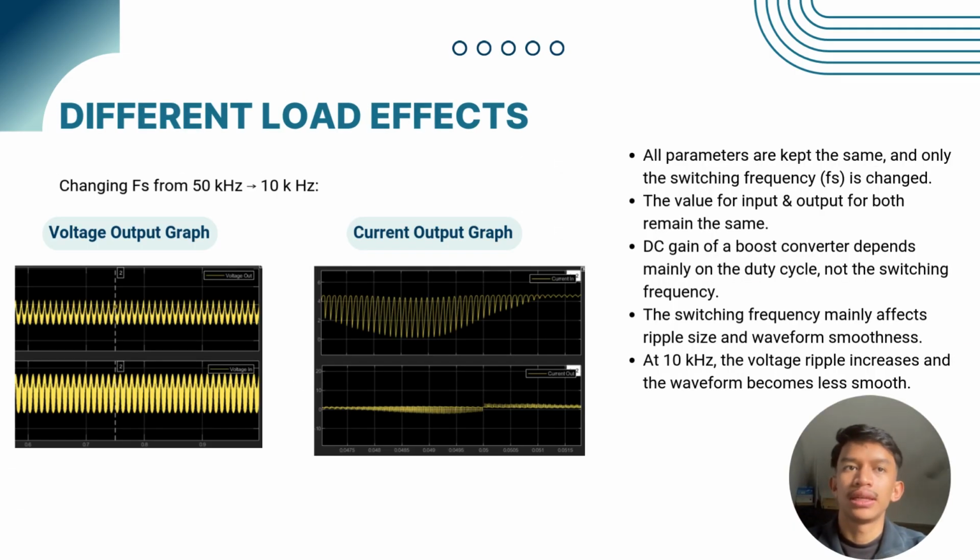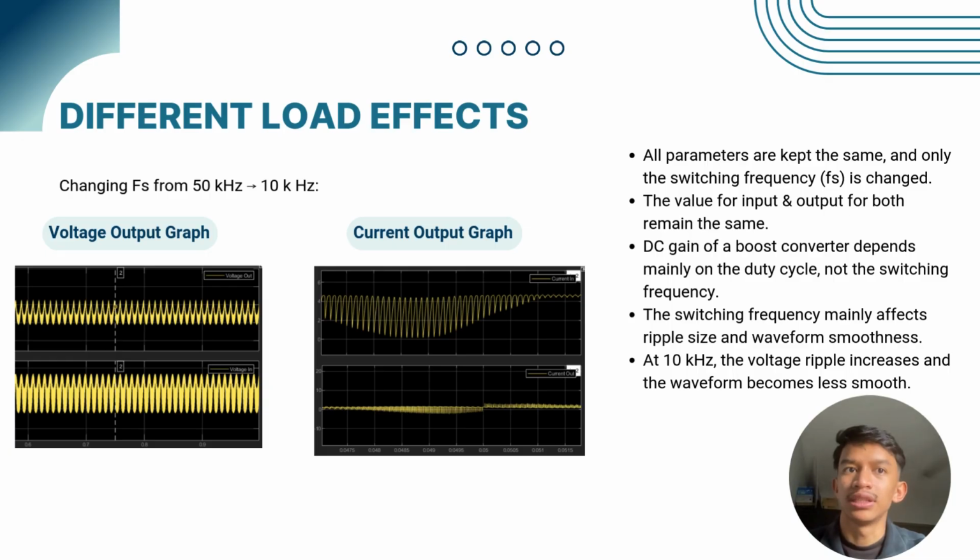In this slide, we analyze the effect of changing the switching frequency from 50 kHz down to 10 kHz while keeping all other parameters the same. From the voltage and current waveform, you will notice that the DC level for both the input and output remains unchanged. This is because the DC gain of the boost converter is determined by the duty cycle, not the switching frequency.